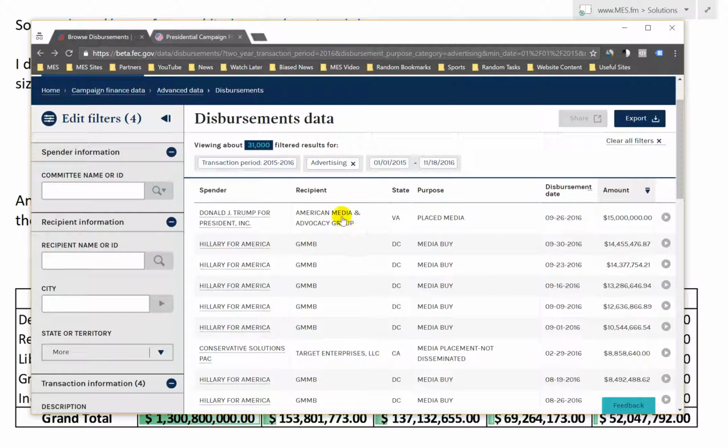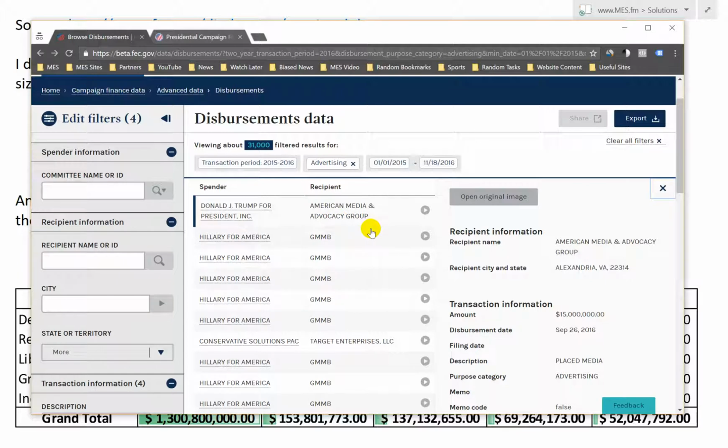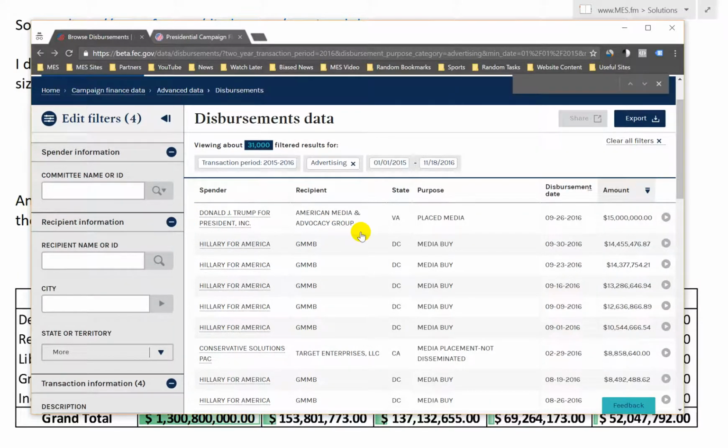But then, this is pretty interesting. This is for American Media and Advocacy, an advocacy group right there. So basically, this is the highest contribution he made for advertising to a media company. But now, if you look at Hillary's, Hillary has actually one of the highest ones, and I'll go over that data as well.